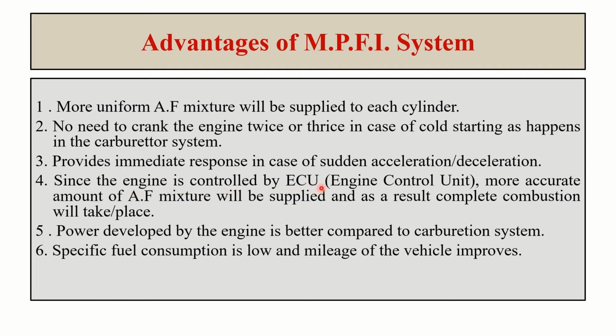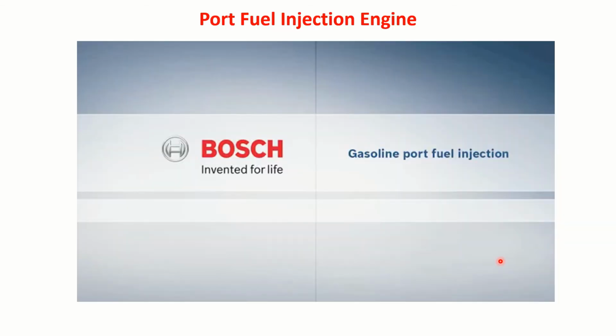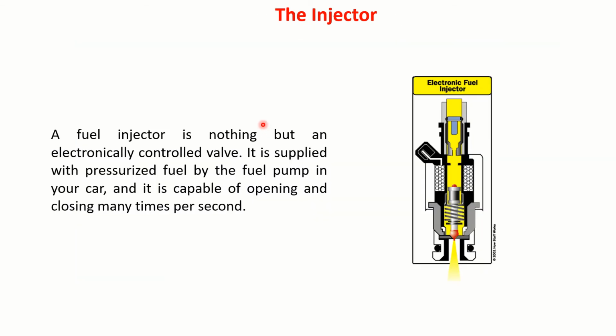Since the engine is controlled by the ECU, a more accurate amount of air fuel mixture will be supplied, and as a result complete combustion will take place. Power delivered to the engine is better compared to the carbureted system. Specific fuel consumption, SFC, is low and mileage of the vehicle improves, obviously reducing emissions. You can watch the video available on YouTube, port fuel injection engine, and you will understand how exactly the whole system works. Now this is what I have shown, the injector, electronic fuel injection system.